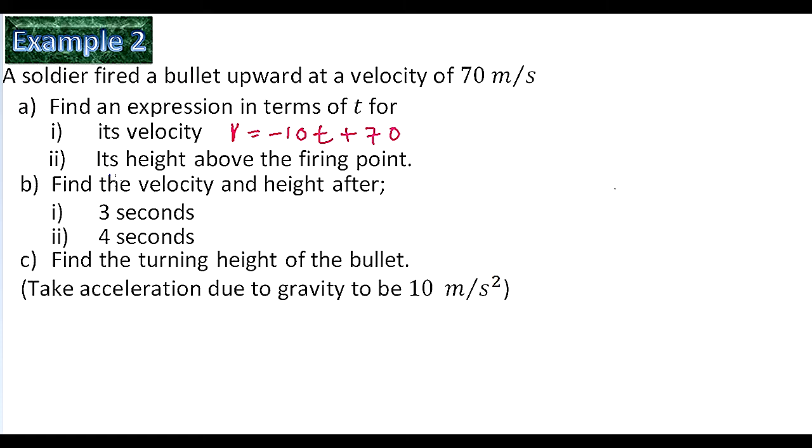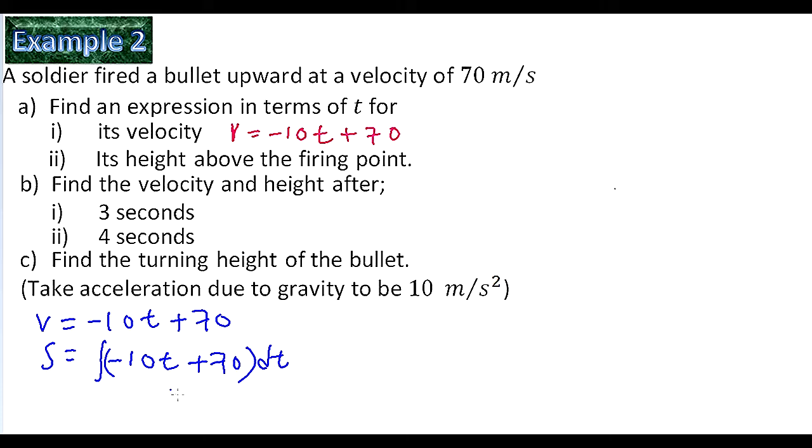So part B, its height above the firing point. In part A, we have found that velocity is equals to minus 10t plus 70. Now, when you are given velocity, we get velocity by differentiating displacement with respect to time. So it means if we integrate velocity, we will be able to get displacement. So displacement is equals to integration of minus 10t plus 70 with respect to time, that is dt. When you integrate that, this will be t squared. So we divide 10 by 2, so we have minus 5t squared plus, this is a constant, so it will be 70t plus c.